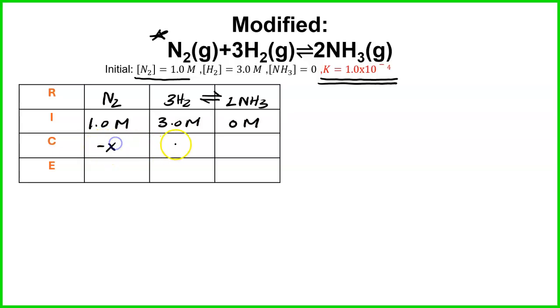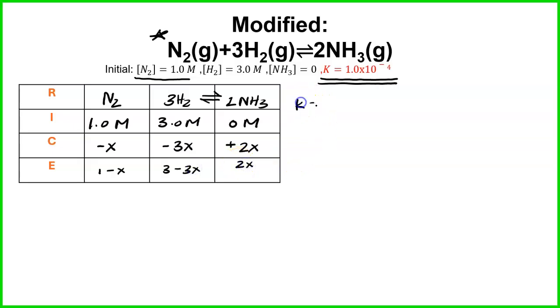Minus x. What's the change for hydrogen? Minus 3x. And what's the change for ammonia? Plus 2x. I'm going to add my initial and my change. So I have 1 minus x, 3 minus 3x, and then just 2x.